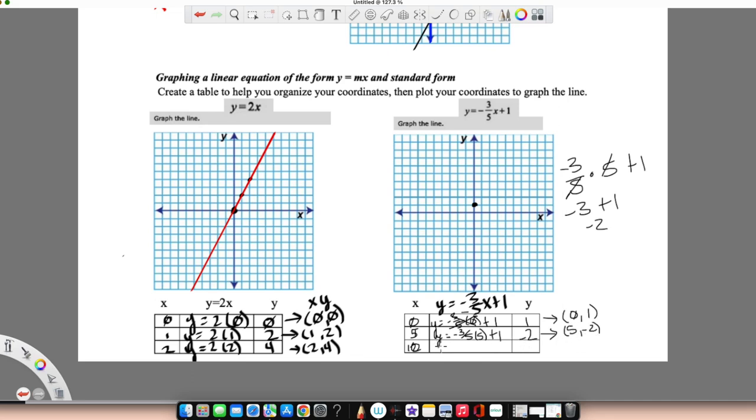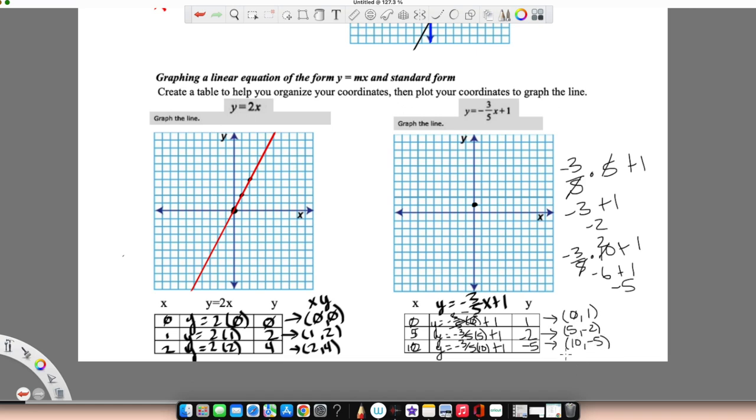And so I'm going to have y equals negative 3/5 times 10 plus 1. So now same thing, I have negative 3/5 times 10 plus 1. So it doesn't quite cancel exactly because I don't have 5 and 5, but 5 and 10 do cancel. 10 divided by 5 is 2. So now I have negative 3 times 2 is negative 6 plus 1. Negative 6 plus 1 is negative 5. So now I have 10 and negative 5.